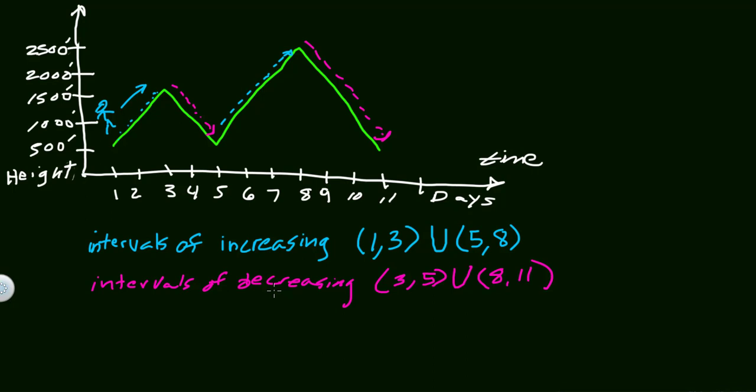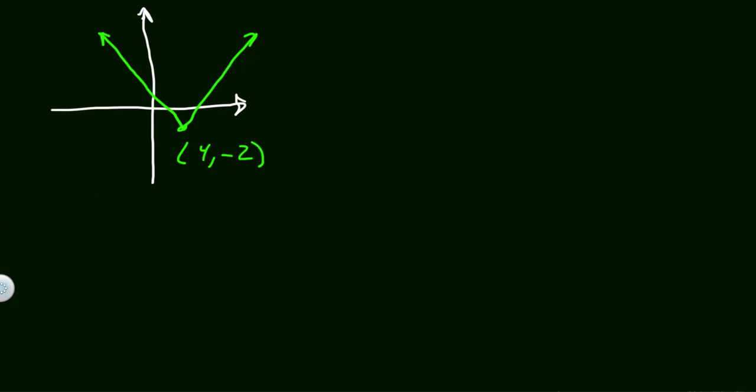Now we're going to switch to an example with absolute value. So say we have a graph, and let me put my coordinates on here. We're going to have a graph of absolute value. Here's a graph. And let's say that the vertex right here is at the point, we'll just say 4, -2. And again, I want to know when the intervals of increasing are and when the intervals of decreasing are. So the intervals of increasing, when is it going uphill as I go left to right?